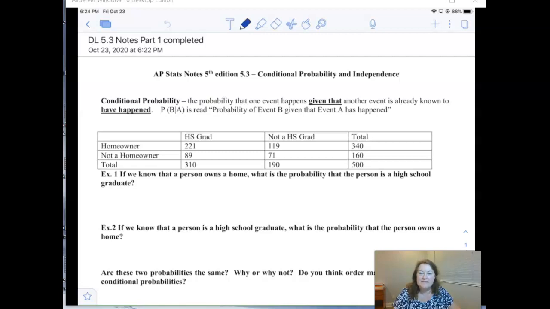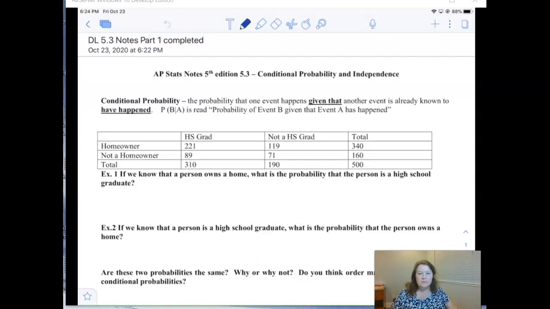Hi AP Stats. This is our first part of notes for Chapter 5, Section 3 about conditional probability. We've already talked a little bit about conditional probability earlier in the year when we did two-way tables. So here are the official notes that go with them, except we're going to add in some new notation this time.